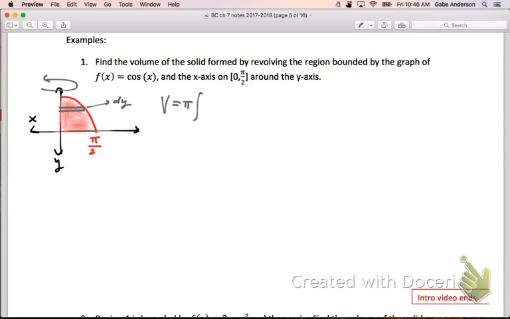Let's figure out our limits of integration here. Since we have a horizontal representative rectangle, we're going to be accumulating from the bottom of the region to the top. So we're going to go from 0 to where? Well, up here. Hopefully we remember that that high point on cosine of x is 1. So we'd stop accumulating at 1. So pi times the integral from 0 to 1.